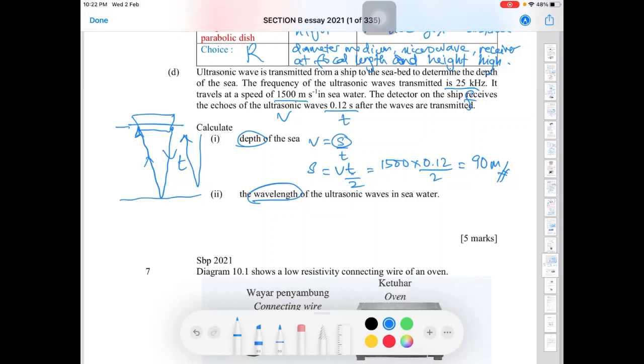So bila ada wavelength, automatic kamu kena guna formula V equals to lambda F. V 1500, lambda you nak cari, and the frequency given is 25 kilohertz. So you kena change the kilo. So dia akan jadi 25 kali 10 kuasa 3. So lambda equals to 1500 divide by 25 darab 10 kuasa 3. Then you akan dapat lambda 0.06 meter. Lambda panjang, panjang is your meter lah. Alright.